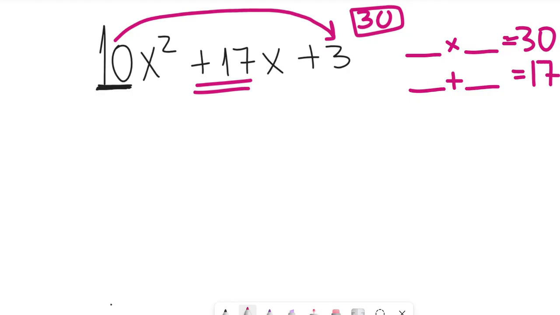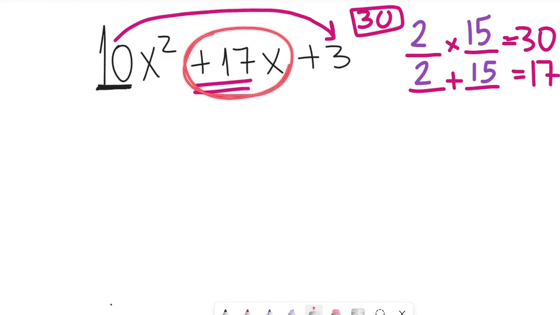Okay, then we try. For example, 5 times 6 is 30, but 5 plus 6 is not 17. Oh, this reminds me of something. What if we try 2 multiplied by 15? Oh, that is equal to 30. And 2 plus 15 is equal to 17. Perfect. This tells us that we need to split the middle term. And instead of 17x, we write 2x and 15x.